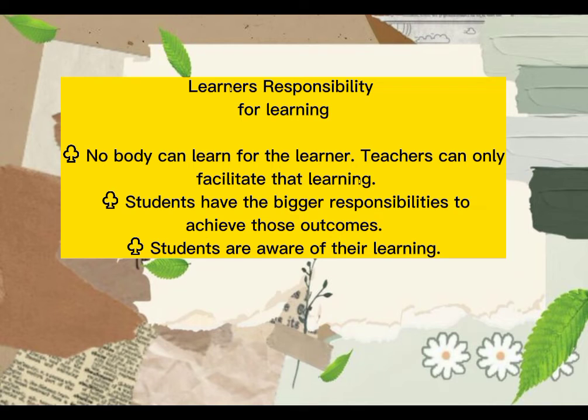Learner's responsibility for learning. First, nobody can learn for the learner. Others can only facilitate that learning. Second, students have a bigger responsibility to achieve those outcomes, and students are aware of their learning.